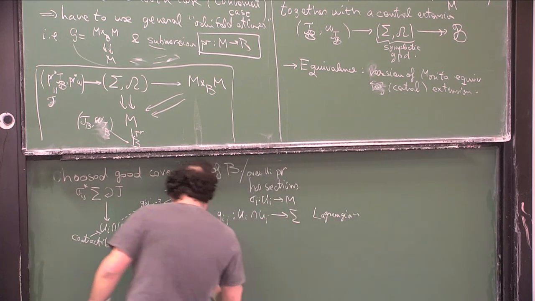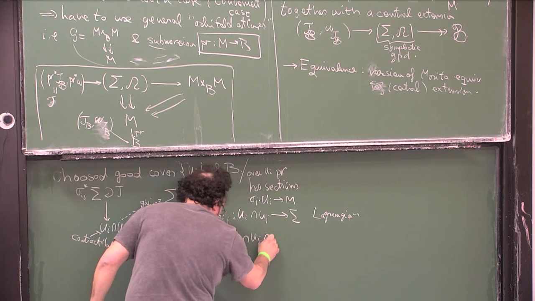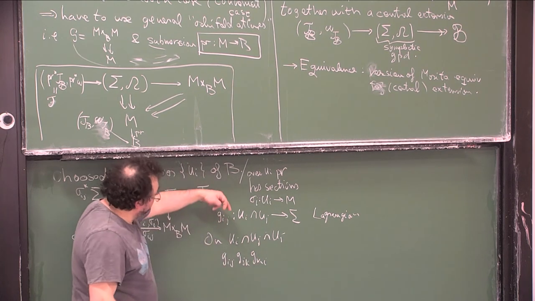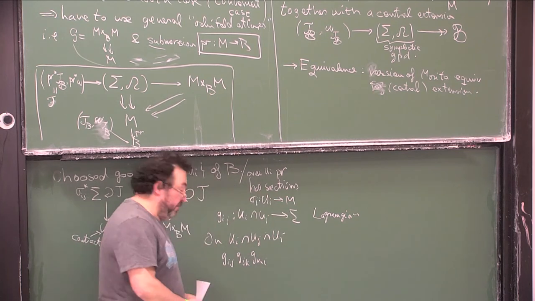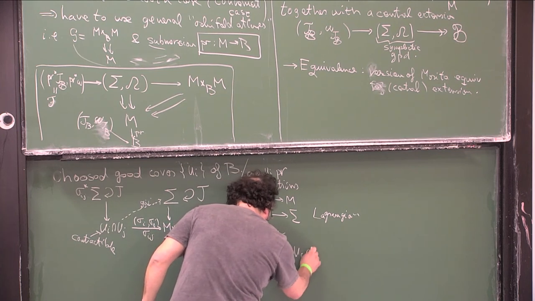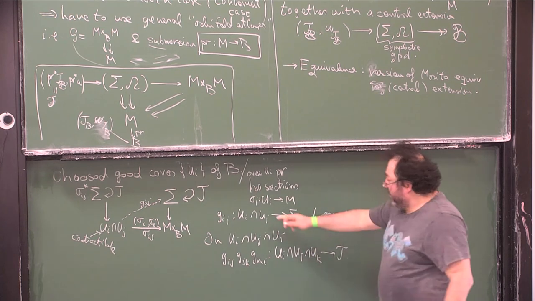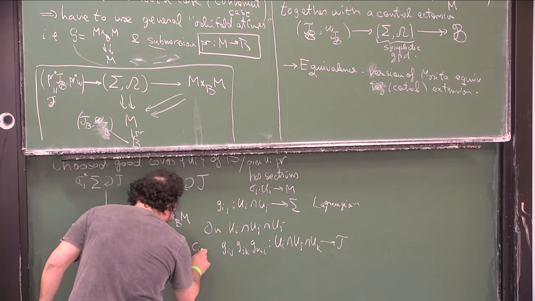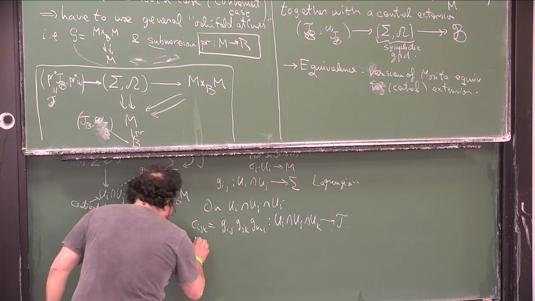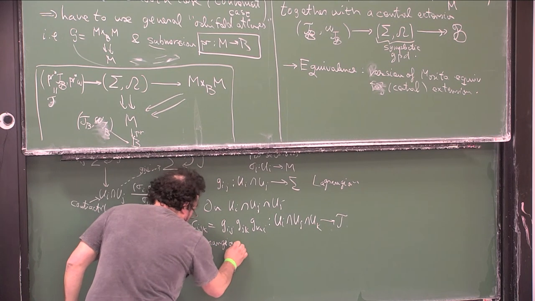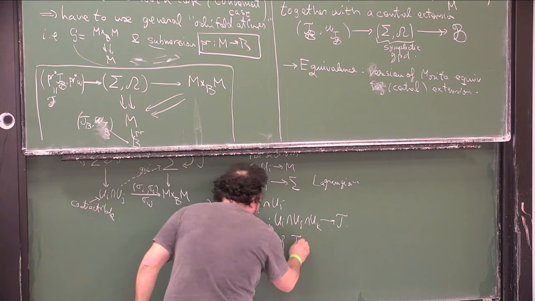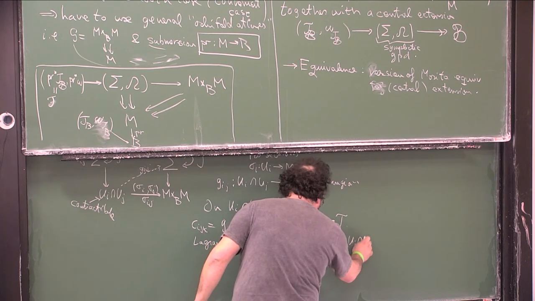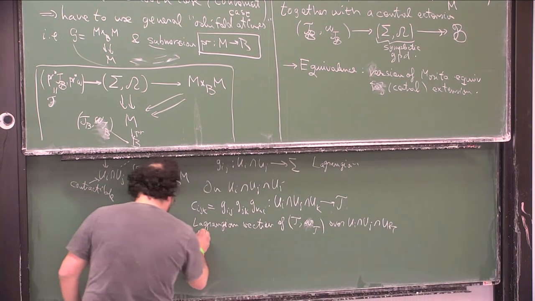And if you look on the triple intersections, if you look at g_ij, g_jk, g_ki, you'll see it's a cyclic thing, it will land precisely in T. So that will be a map from U_i intersected with U_j intersected with U_k with values in T. Because these were Lagrangian, this will take values, so the c_ijk will be a Lagrangian section of T over the triple intersection. So you get a Čech cocycle.